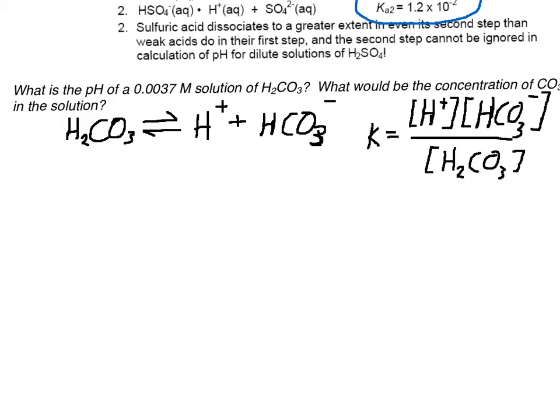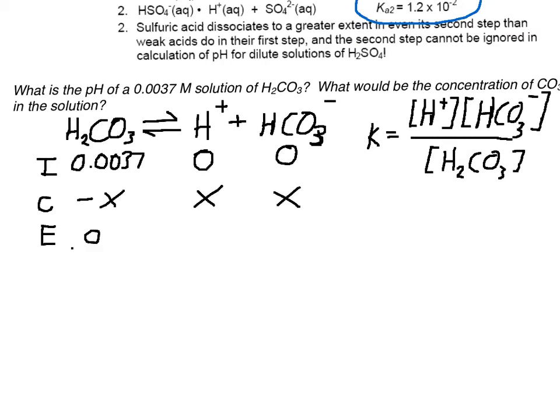Now I can use the Kas that it gave me just above this and an ice table to figure out what the concentration of hydrogen ions is going to be in this substance. So I'm going to go ahead and start with my ice table. I know the concentration of carbonic acid is 0.0037, and I know the original concentrations of these are 0 and 0. Now this is going to change by x, x, x. I get 0.0037 minus x, x, and x.